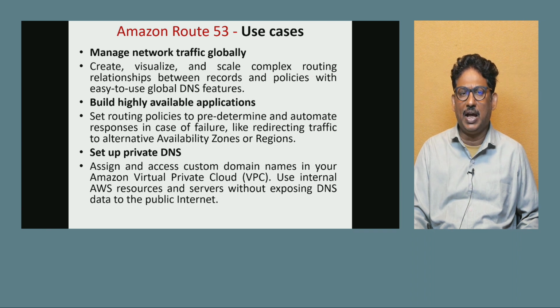Then there is building highly available applications, where you set policies to predetermine and automate responses in case of failures, like redirecting the traffic to alternate availability zones or regions. Then comes setting up private DNS with Amazon Virtual Private Cloud, that is the VPC, where you can use internal AWS resources and servers without exposing the DNS data to the public internet.